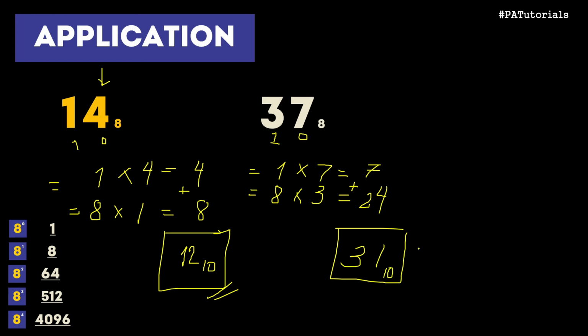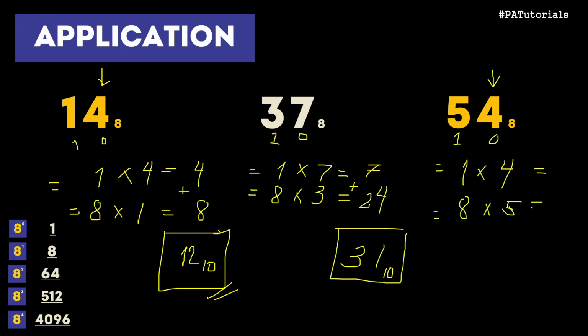Okay? Now, let's proceed to our next example, and that would be 54 base 8. Again, kanina natin ginagawa, i-erase lang natin yan lahat sa powers of 8. So, etong part na to, magsa-start tayo dito sa pinaka-right, no? So, that would be 8 raised to 0, which is 1 times 4. Tapos, etong part naman na to would be 8 raised to 1, which is 8, times 5. So, again, 1 times 4 is equal to 4. 8 times 5 is equal to 40.